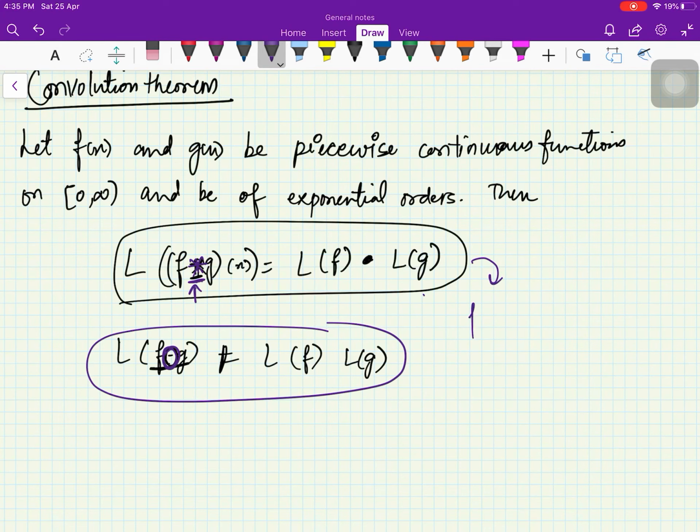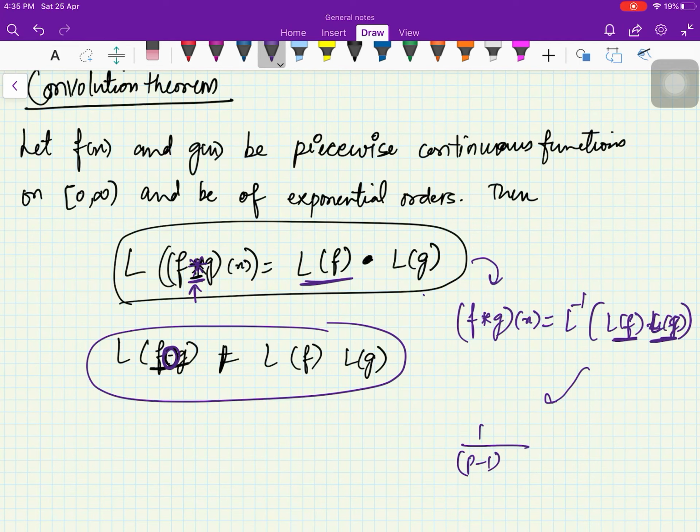So we have an alternative, and from here we can have f star g is equal to the Laplace inverse of L of f into L of g. It means that if you have something like 1 upon (p minus 1) raised to power 4 into 1 upon (p minus 7) raised to power 8, and I want to take the Laplace inverse of this thing, then till now what you would do is make partial fractions, right? That is quite difficult because 4th and 8th powers are involved.